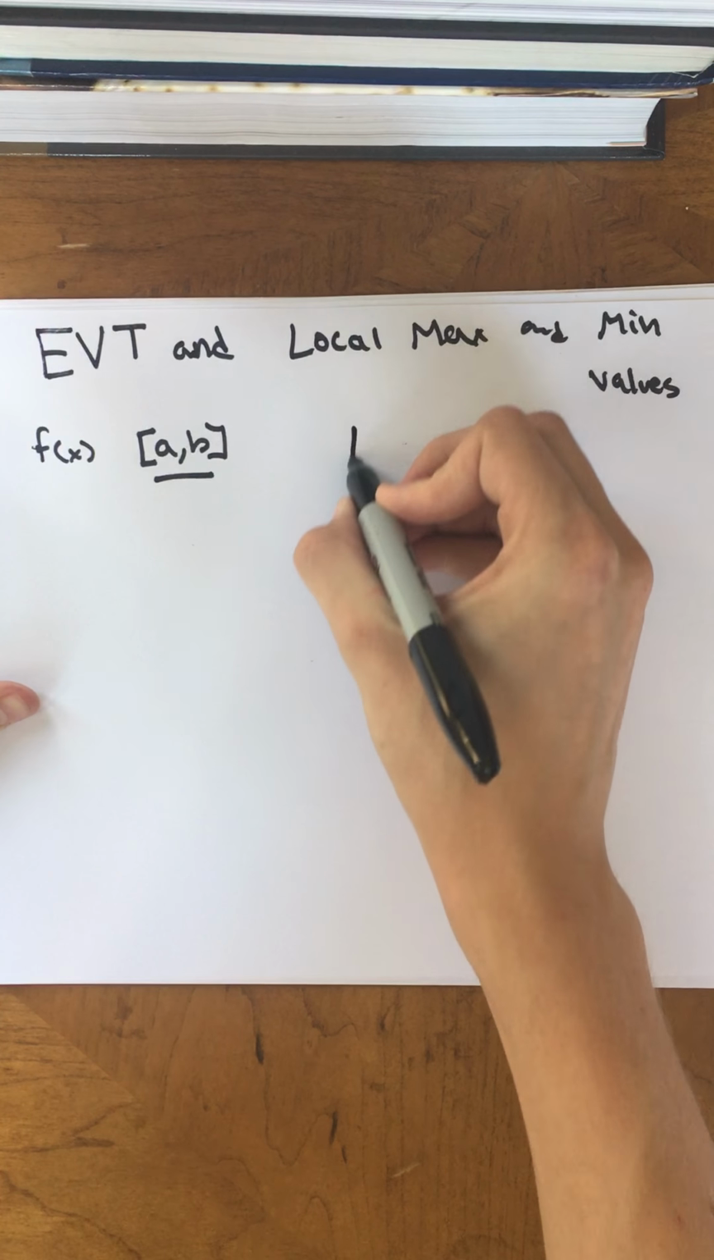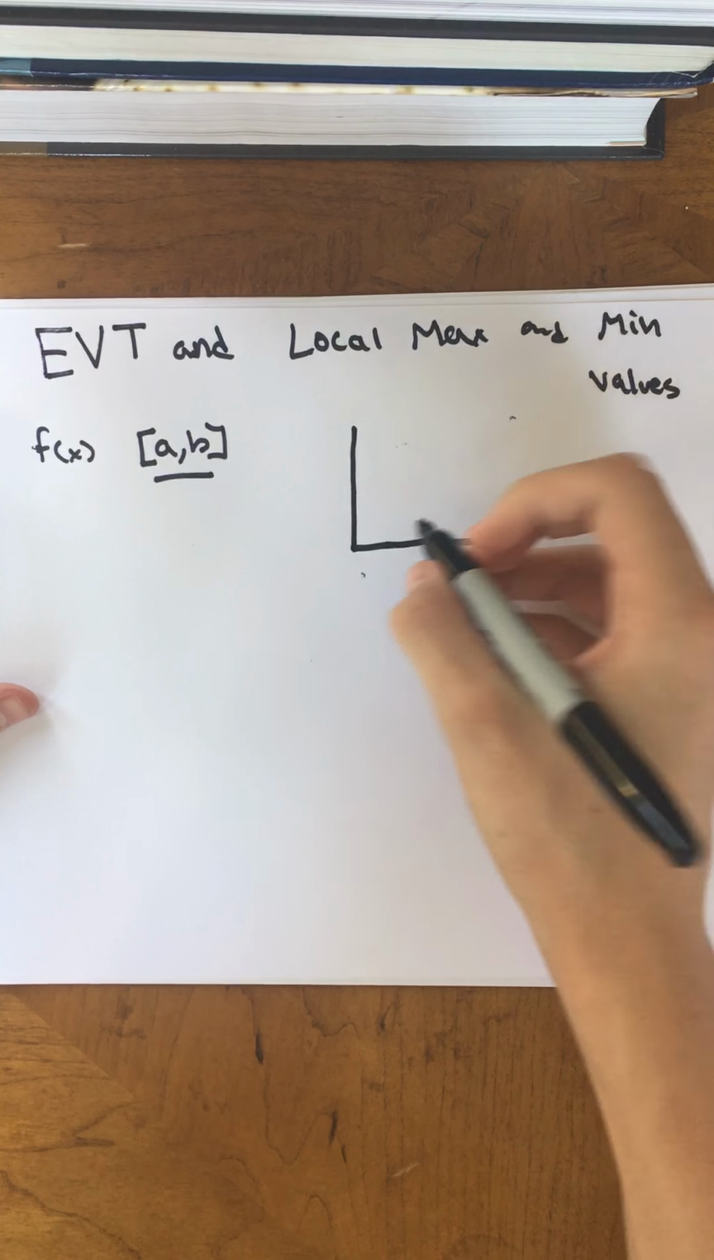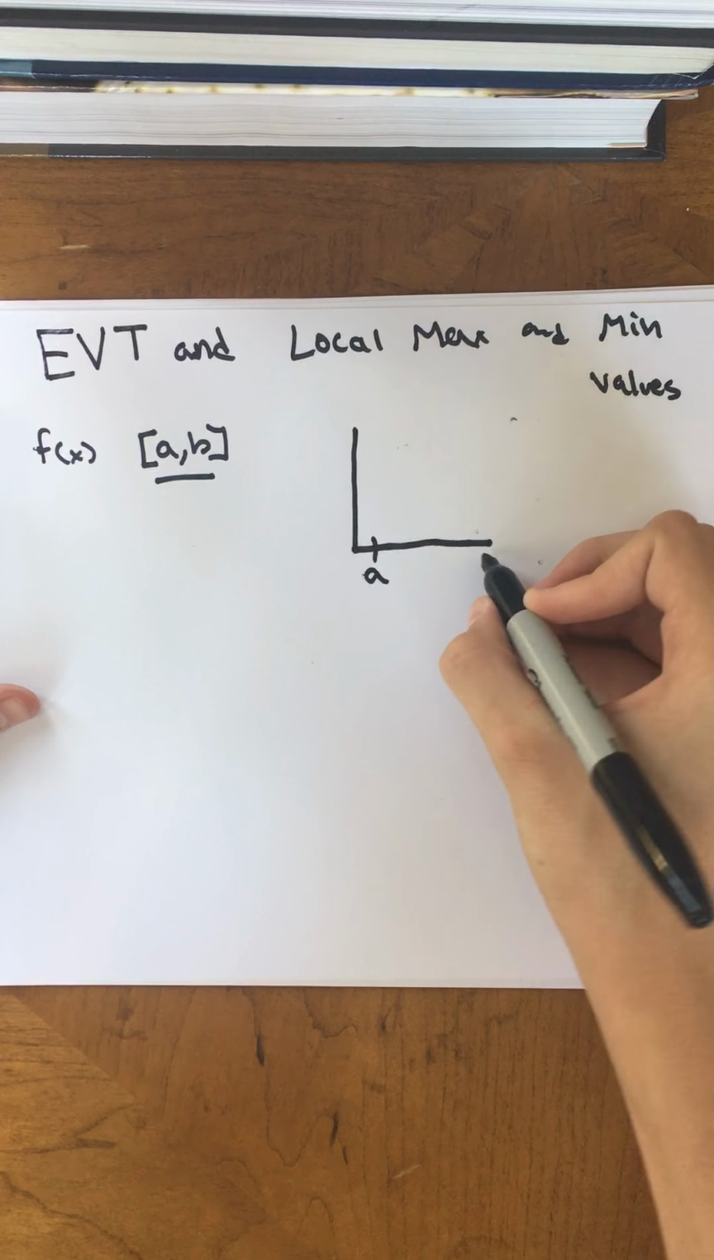So let's just draw a function here. All right, so let's just say this is our a value and this is our b value. Let's just draw lines up here. And these aren't asymptotes, it's just the range of values that we're gonna have. Okay, so there's our function. So let's just say this right here is going to be our maximum value. And this right here is going to be our minimum value. So let's just call this maximum value d, and let's call this minimum value c.